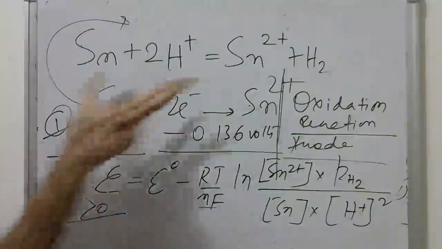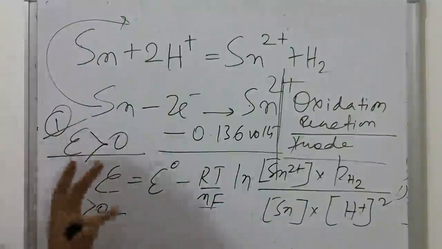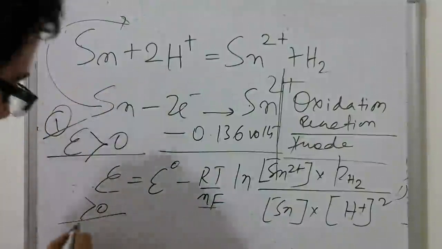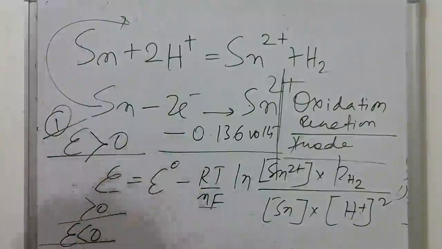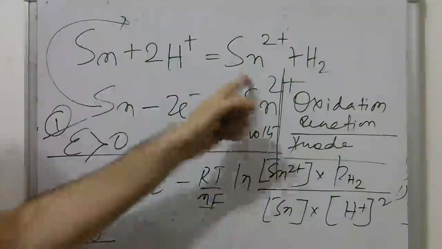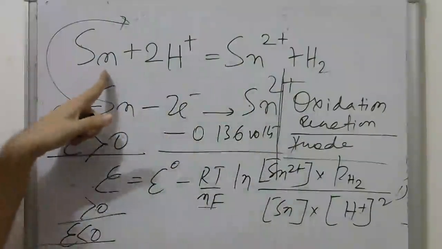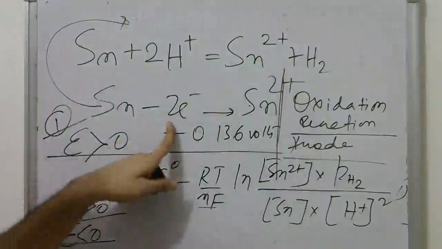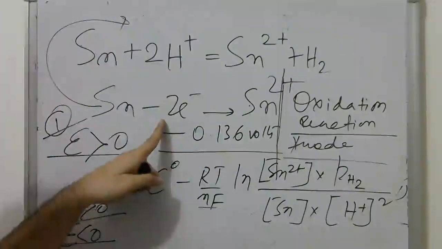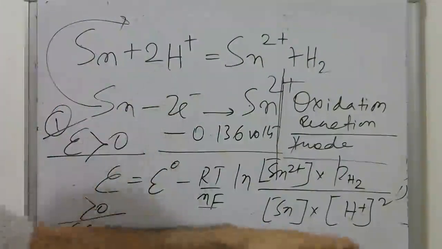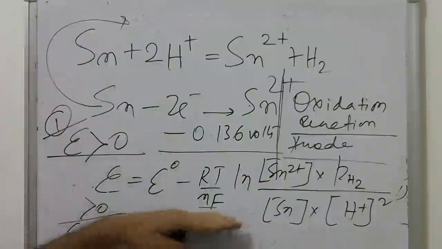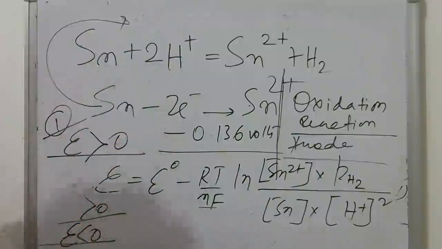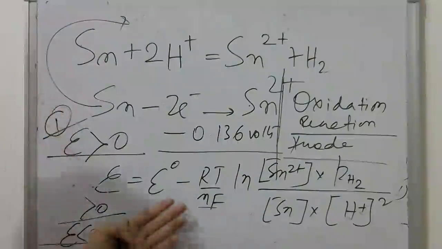E equal to 0 is equilibrium, no oxidation, no reduction. E less than 0, the reverse reaction is true. Sn2 plus is being reduced, and hydrogen is actually oxidized. So whether this reaction is true depends on the total EMF of the cell. If E is greater than 0, yes, my reaction is okay. So the first step in solving this problem is finding the E0.